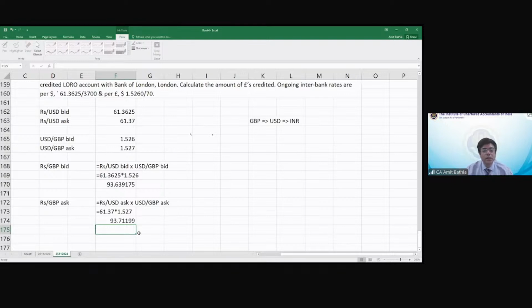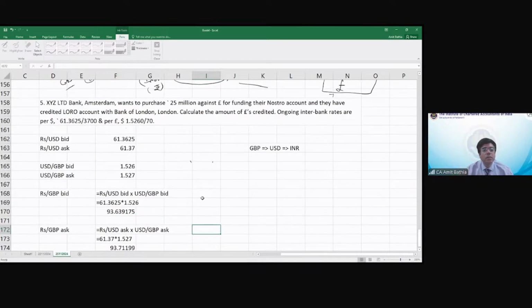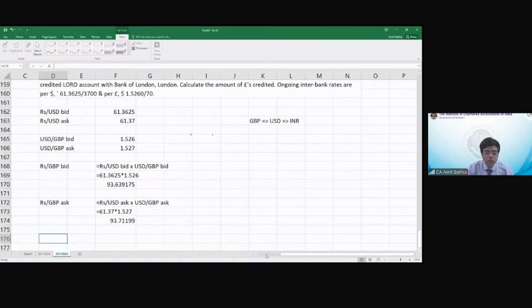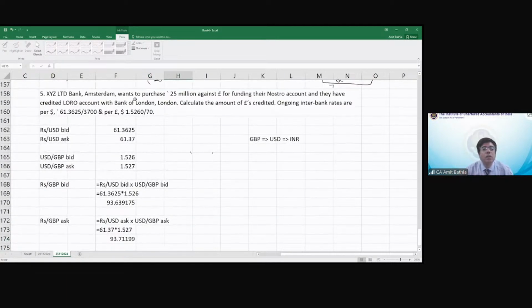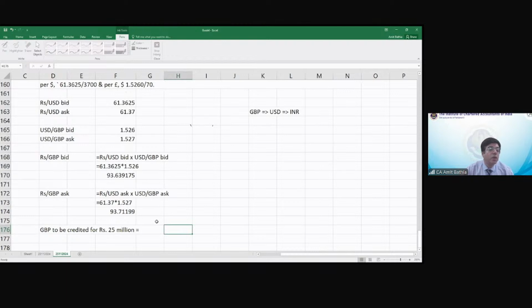So GBP to be credited, for how much money do you want? You want 25 million. 25 million is nothing but 2 crore 50 lakhs, right? So how much GBP to be credited? They want to purchase rupees, which means they want to sell GBP.